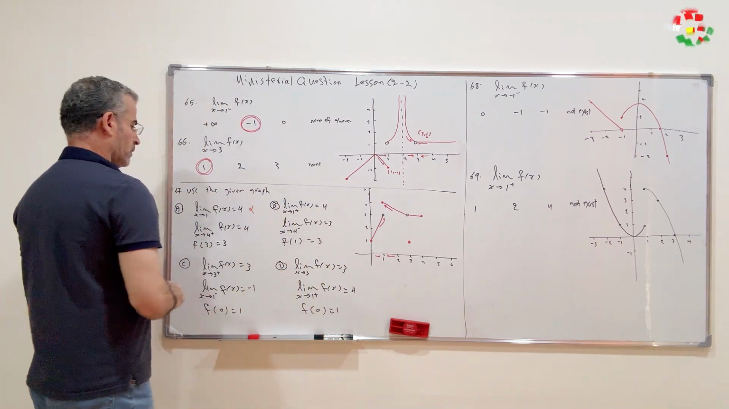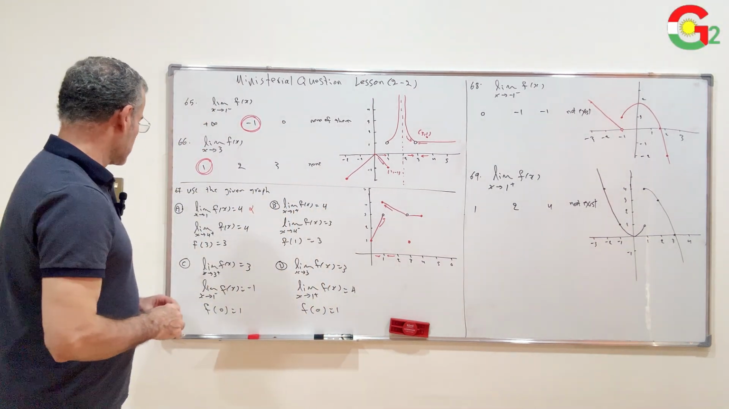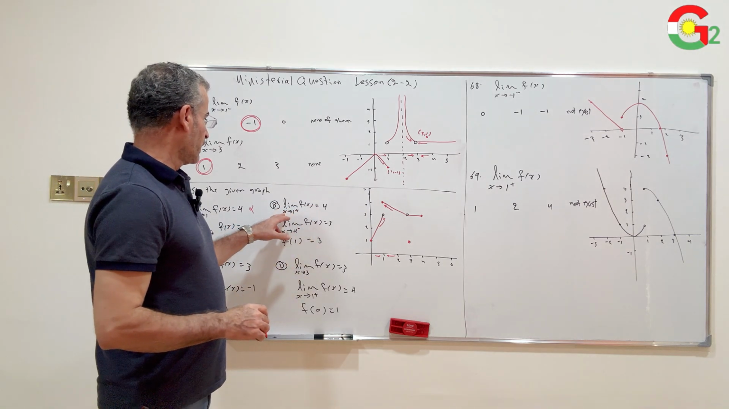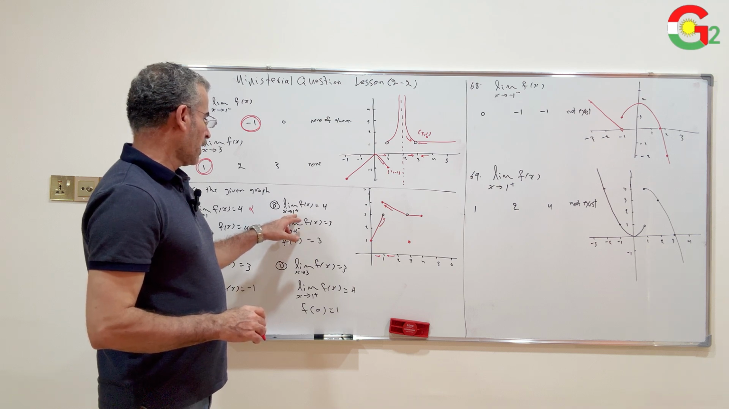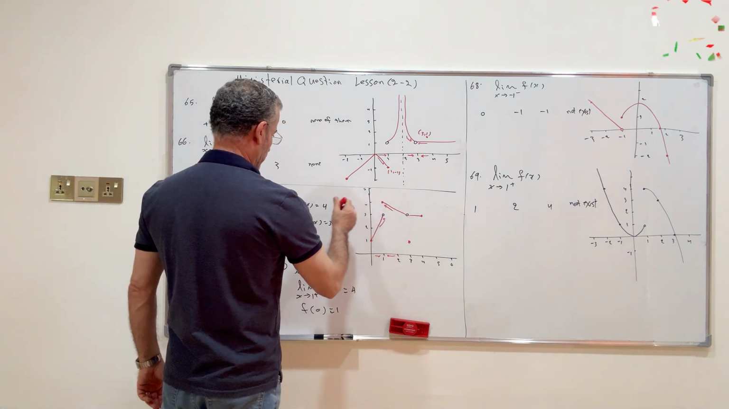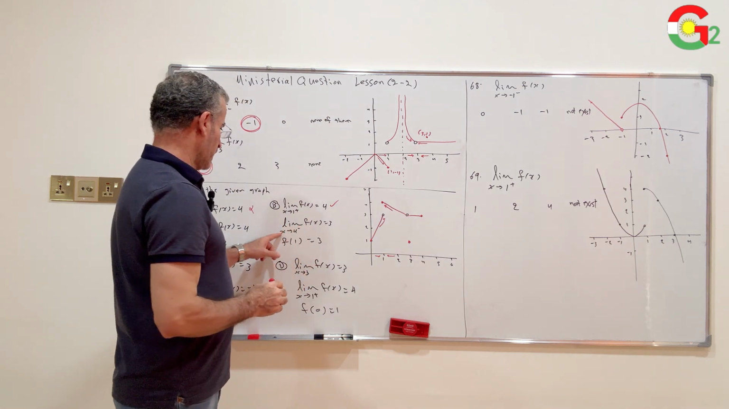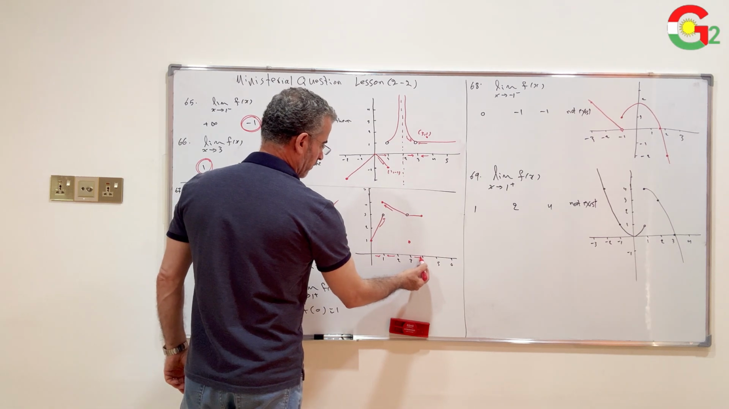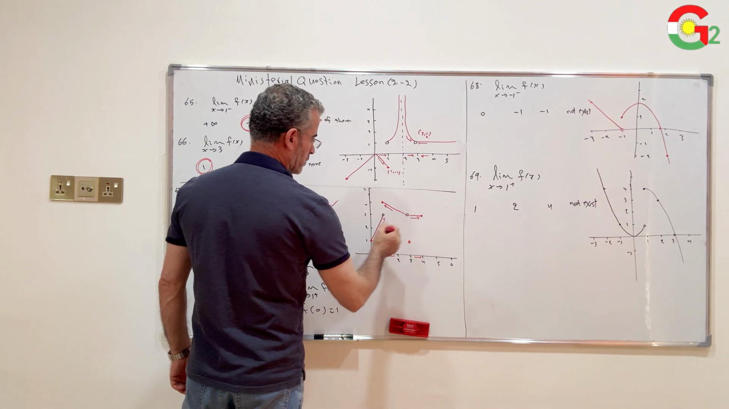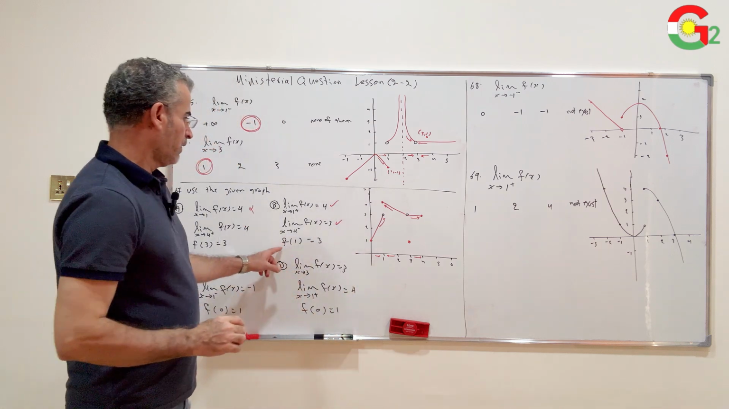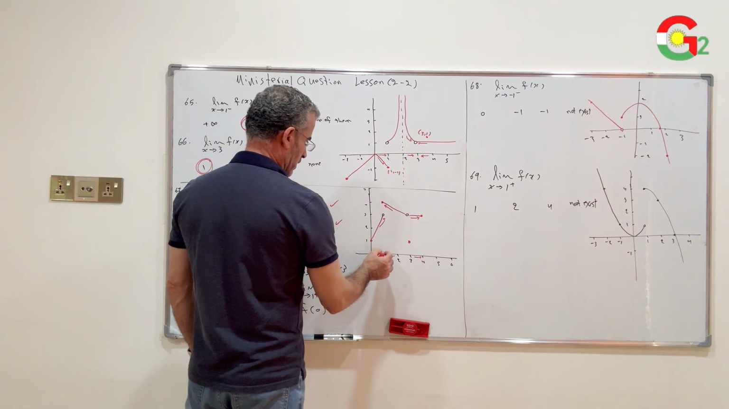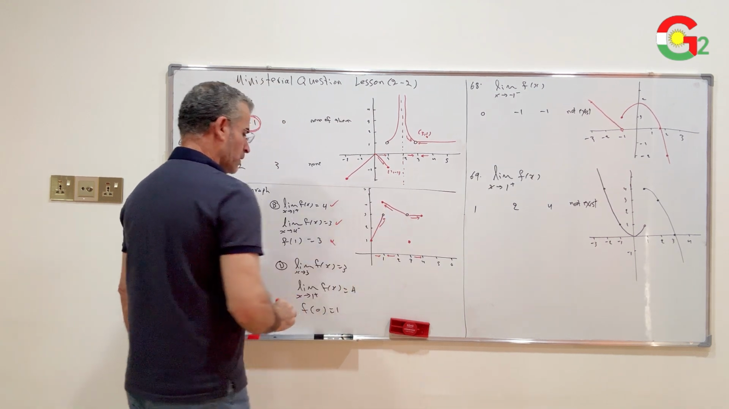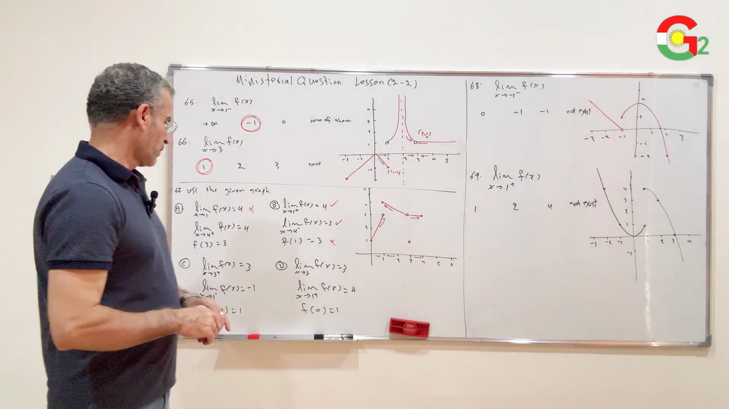Then this choice is wrong. B. Limit f of x when x approaches 1 from the right is 4. From the right is 4, it's true. Limit f of x when x approaches 4 from the left is 3. This is 4, this is the left of 4. The function goes to 3, also true. F of 1 is 3. This is 1, this is f of 1. We have a gap here. It is not a 3, it is 4. So this choice is also wrong.